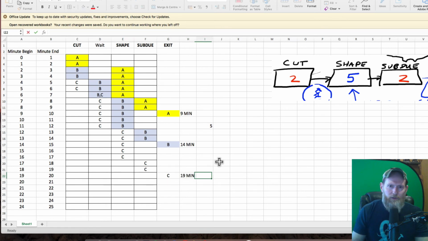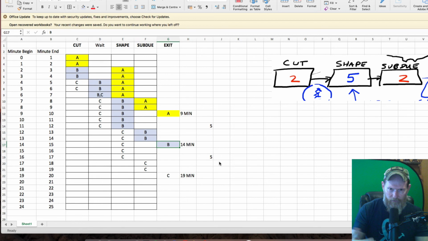And again, we see that separation here of 5 minutes between each one. So we see B come out at the beginning of 14 minutes. We wait, and then we see C come out at the beginning of 19 minutes. So C has to wait even longer. If I could color code this one on the fly, multicolored, we'd see C waits even longer than B does. And we also see that 5-minute separation.